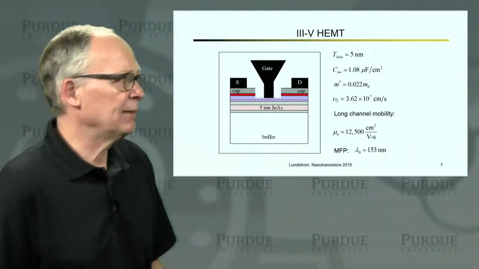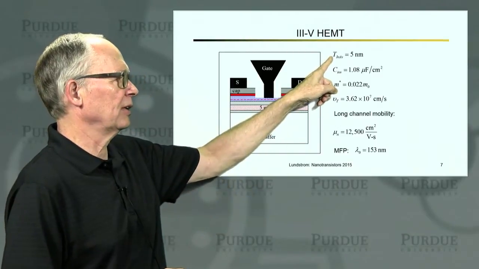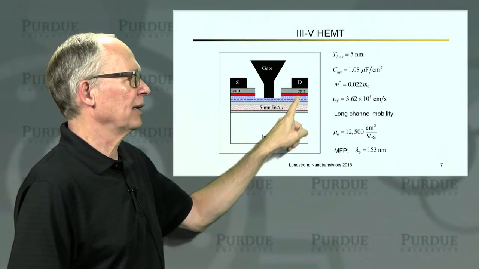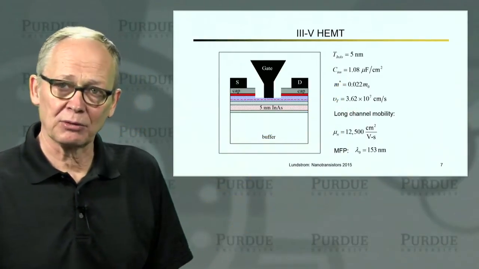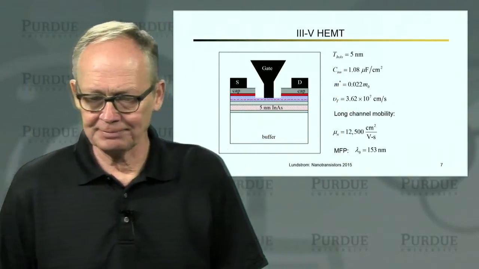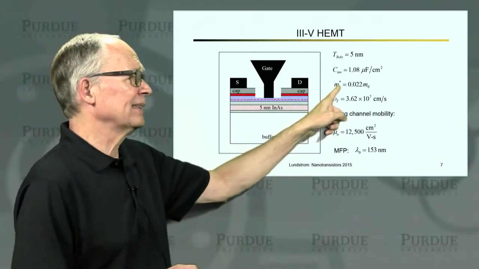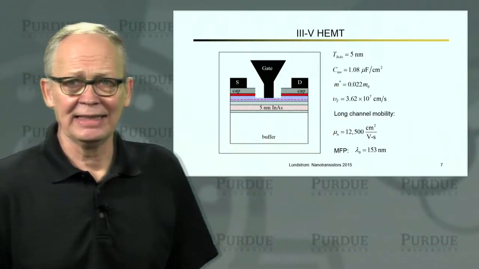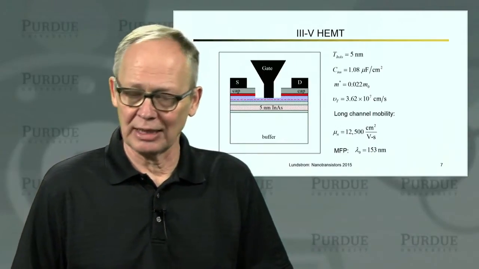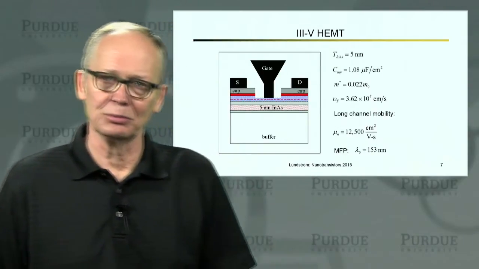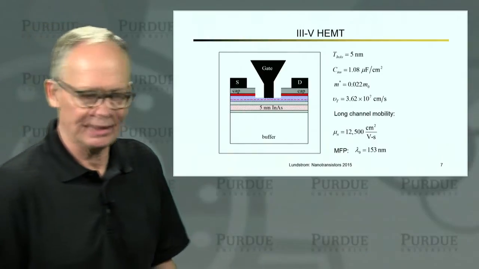So just some key parameters from this particular device. The thickness of the channel is 5 nanometers. The inversion capacitance is about 1 microfarad per centimeter squared. The effective mass is very light. It's about 10 times lighter than that silicon example we just saw, about 0.022 times the electron rest mass.